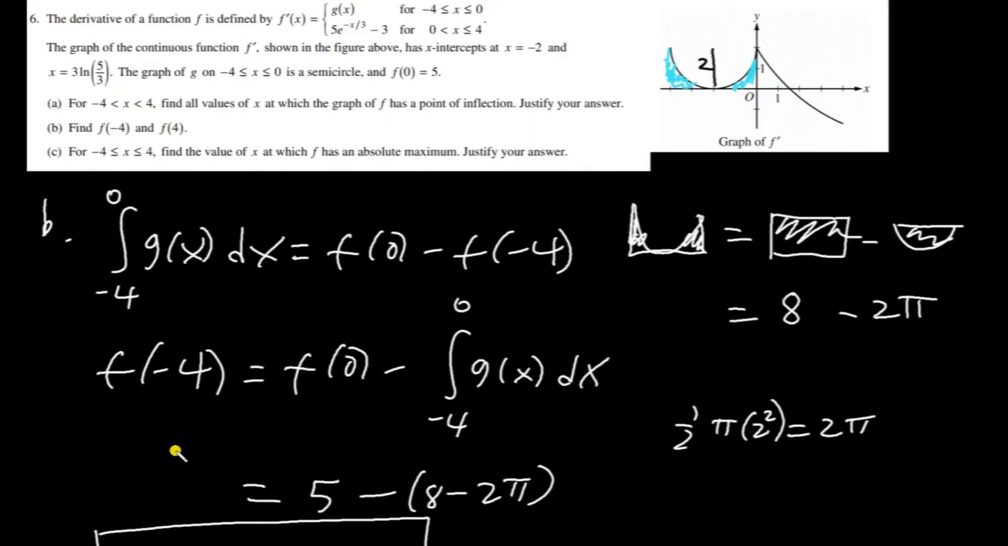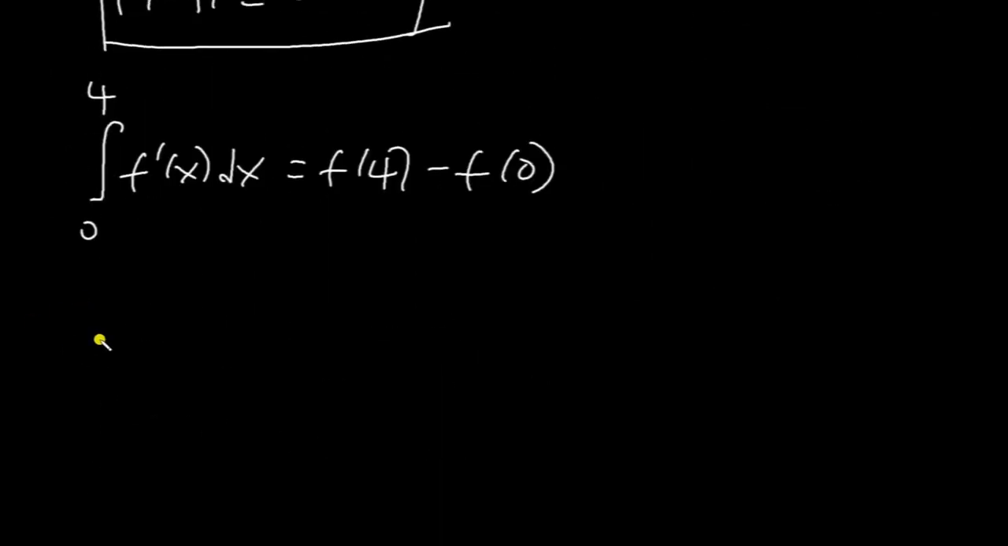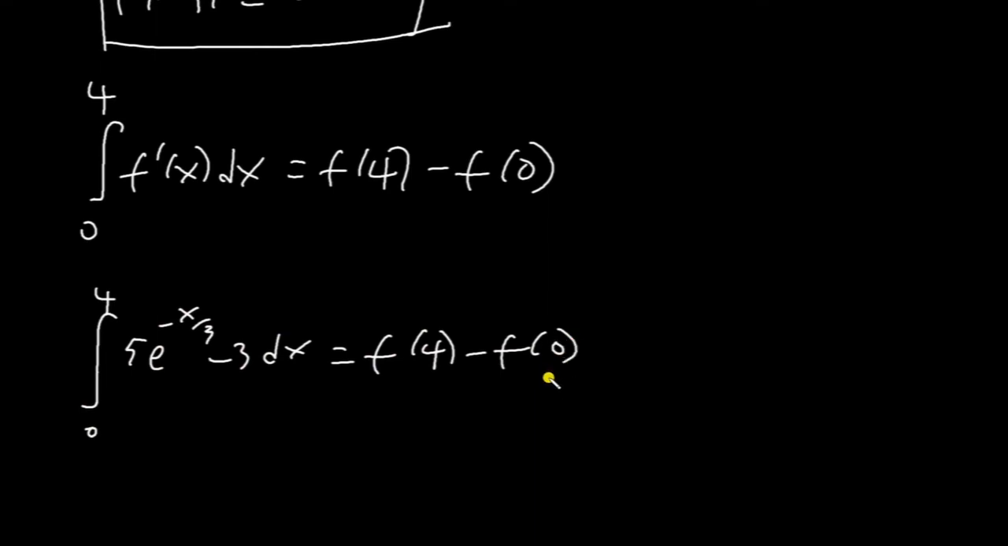And now, remember, we're not going to be using g of x anymore, because from 0 to 4, f prime of x is not g of x anymore. F prime of x is this equation here, 5e to the negative x over 3 minus 3. So the integral of 5e to the negative x over 3 minus 3 dx equals f of 4 minus f of 0. We can solve this for f of 4, which equals, if you add that together, 5 plus the integral.